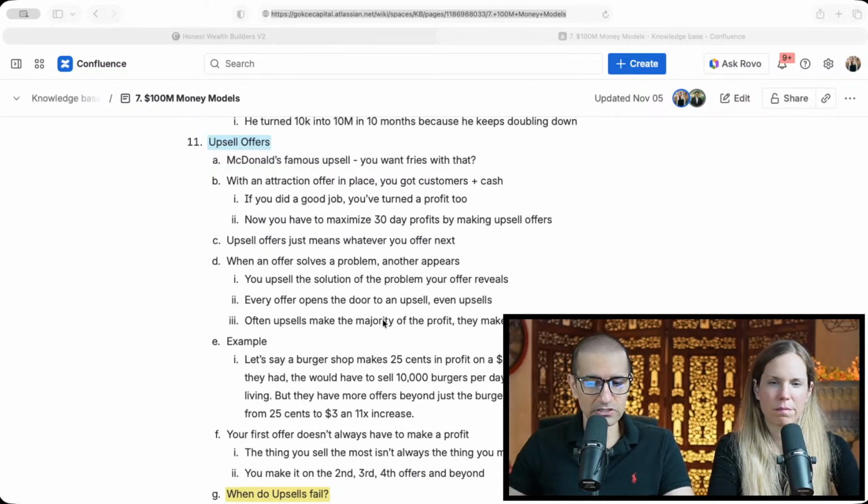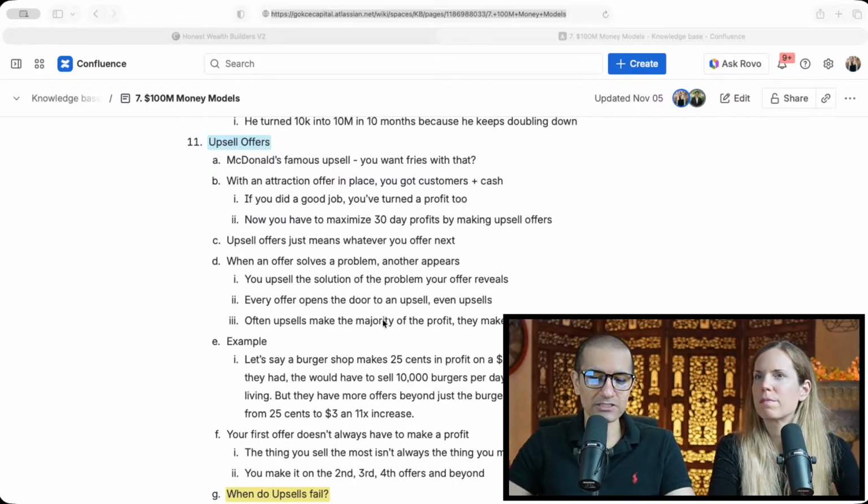Upsell is essentially, you buy a burger and you get upsold into buying fries, soft drinks, nuggets, and so on and so forth. With an attraction offer in place, you got customers plus cash. So if you did a good job, you have turned a profit too.